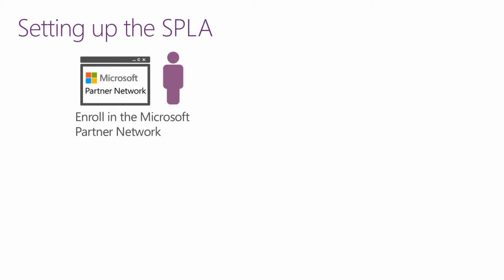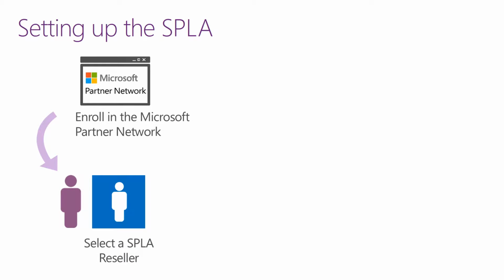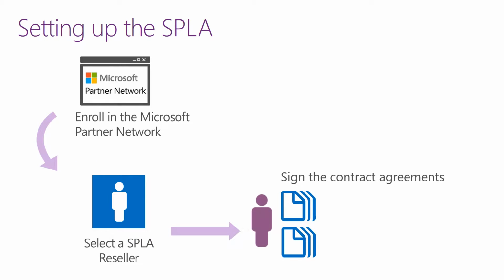First of all, they need to be a member of the Microsoft Partner Network. Now this is free to enrol in, and there's a whole host of useful information actually for partners of all types on this associated website. Then they need to select a SPLA reseller. This is the organisation that they will pay for the licenses, as we saw on the previous slide. And then they need to sign the contract documents.